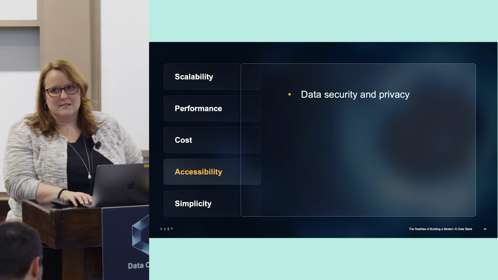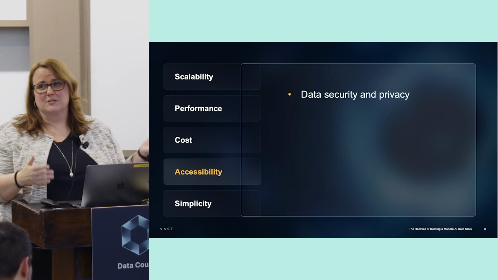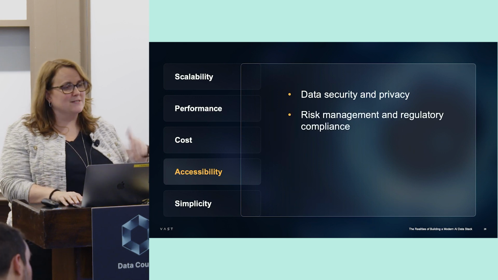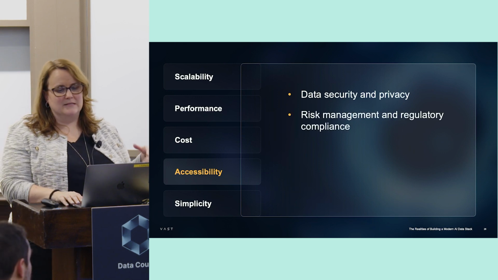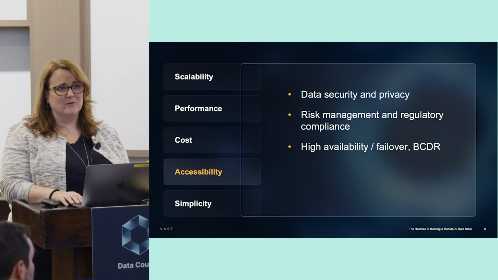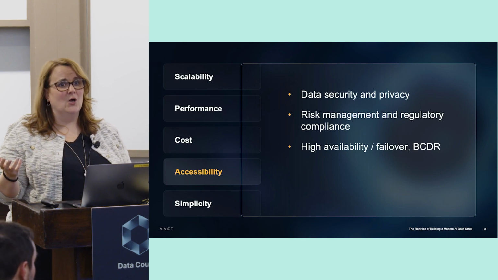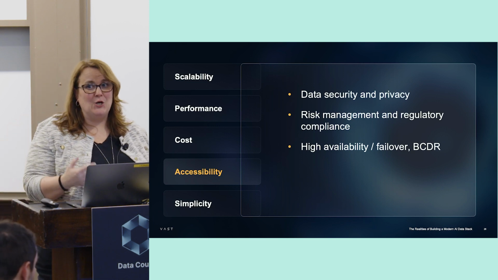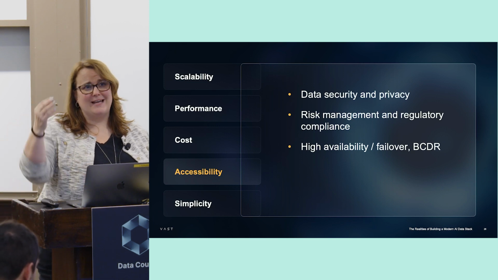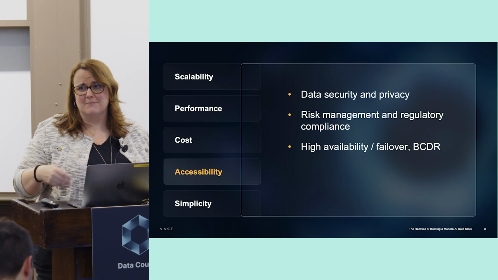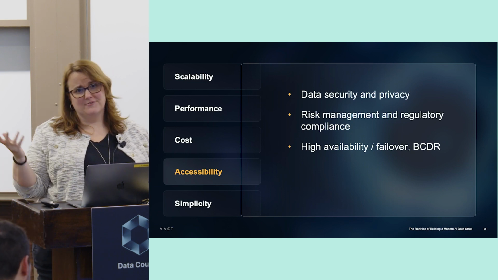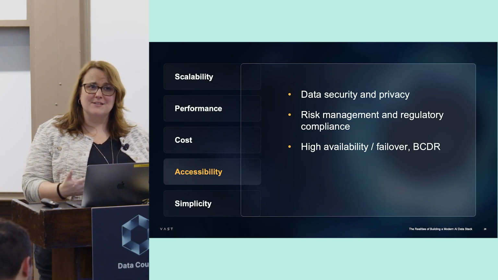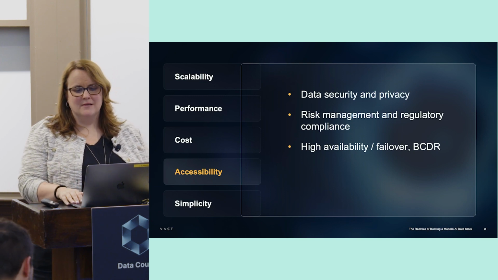Accessibility, we always think about this as data security and privacy. This should actually be first. It's the only thing that really matters if you think about it. But then there's risk management, regulatory compliance, high availability, failover, BCDR. These are all things that when you're building out these systems, you have to consider, that when you had the modern data stack, were largely considered for you. You would just download Snowflake's BCDR statement, give it to your chief risk officer, and you're done for the day. But now you actually have to think about designing this, and it's different for BI and AI.